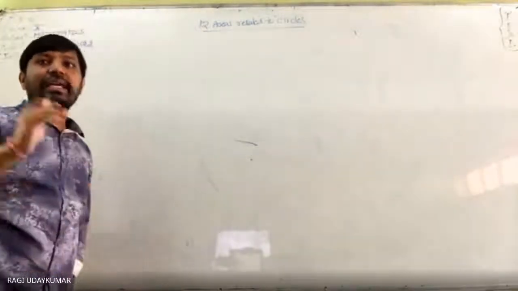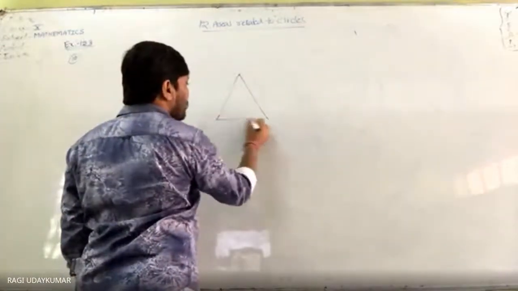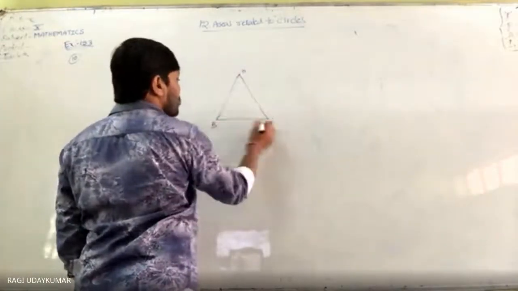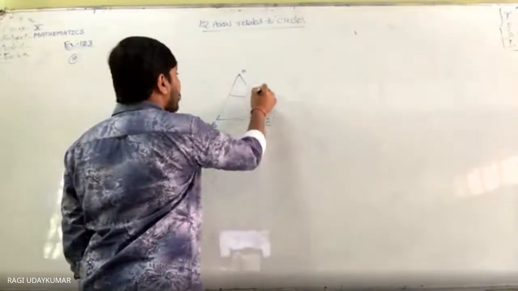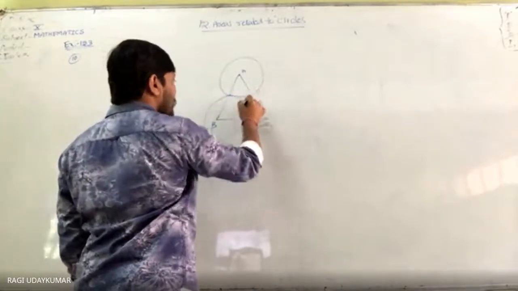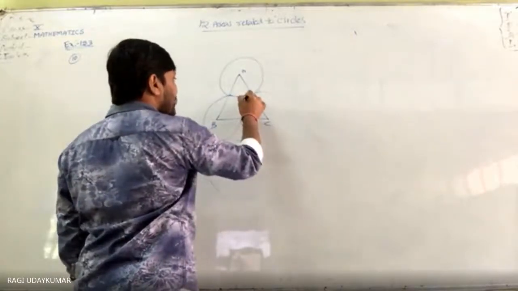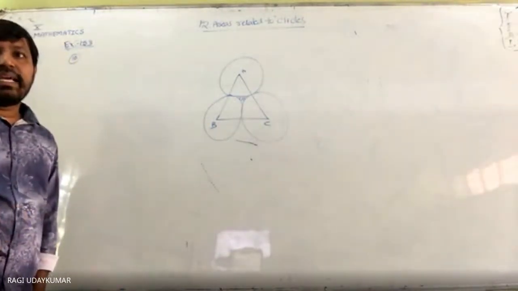It is given the area of the equilateral triangle ABC. ABC triangle is given to you, an equilateral triangle. Three circles are drawn here like this: A as a center one circle, B as a center one circle, C as a center one circle. This radial area you need to find. Find the area of the shaded region.